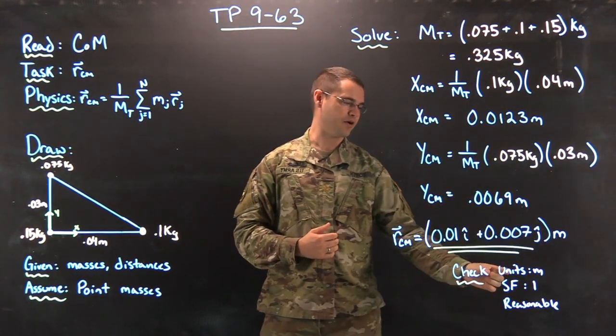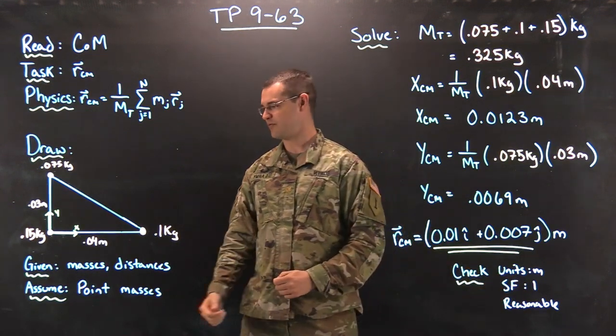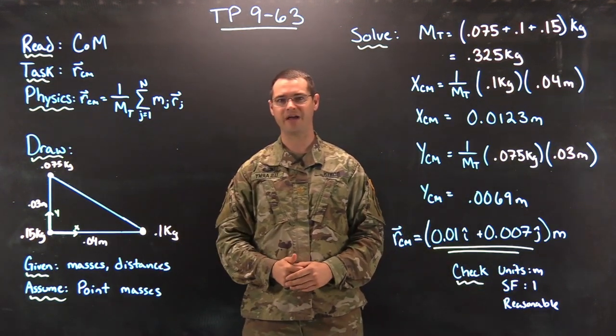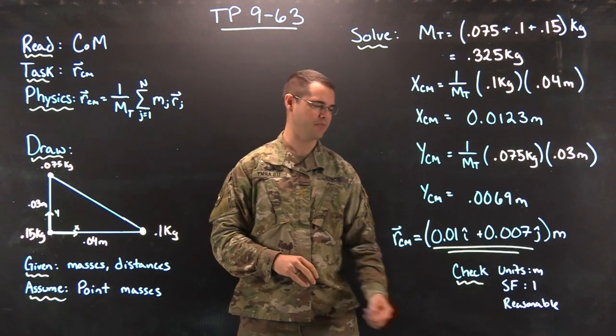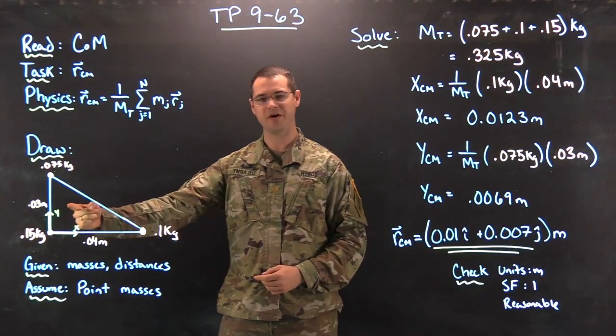Checking on this problem, our units are in meters. We have one significant figure as given by our 0.1 kilogram mass or 100 gram mass in the problem. And this seems like a reasonable answer because it gives us a center of mass somewhere in the middle of our triangle.